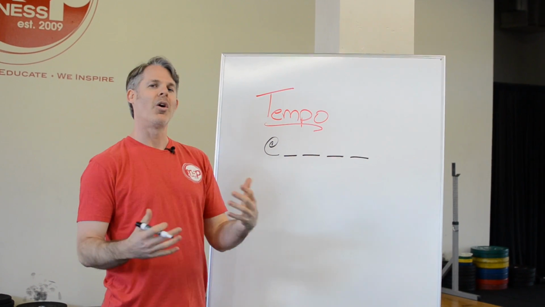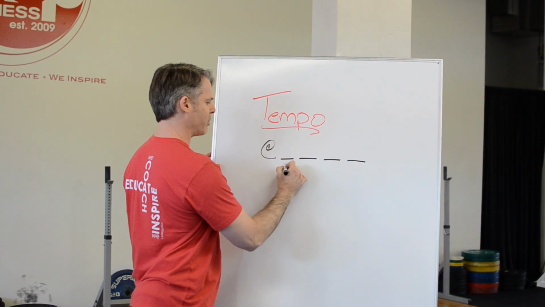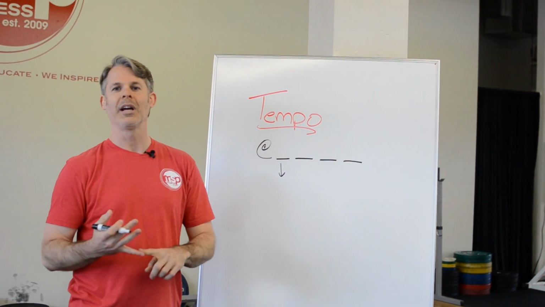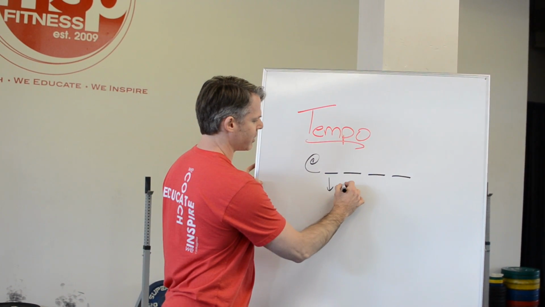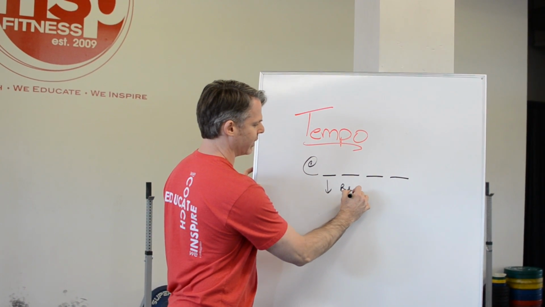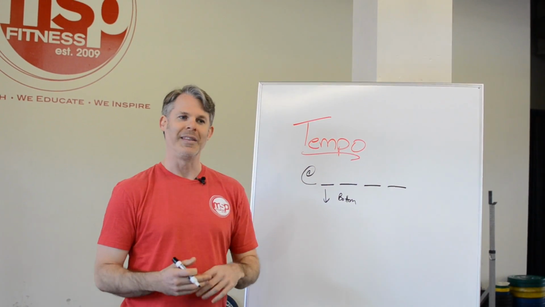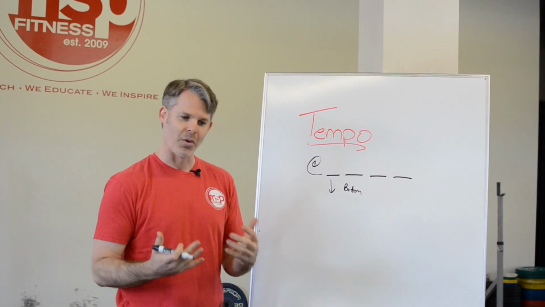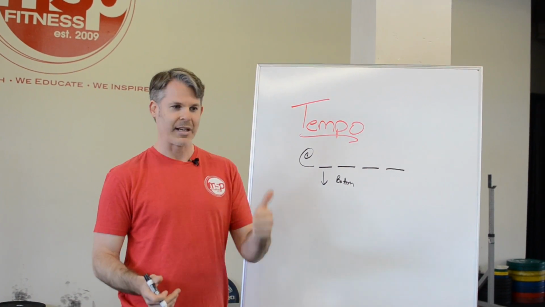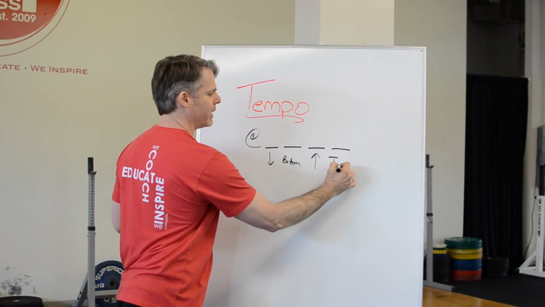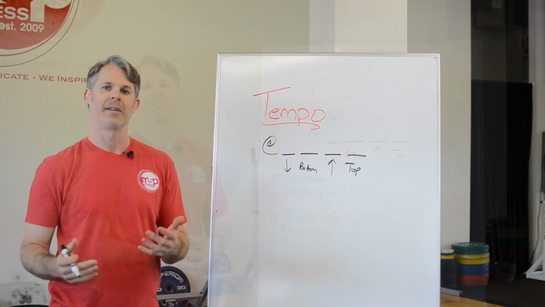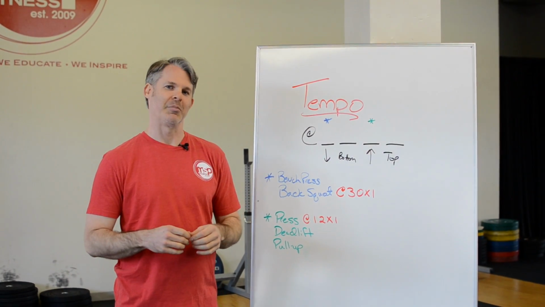In this order and always in this order, the first number is going to be the eccentric or lowering of your body or the weight. The second number in the order is going to be the bottom portion of the lift. Third number will be the action step. This will be the concentric or the drive of the weight coming up or your body coming up. And the last number will be the top position. So let's take a look at some real world examples.